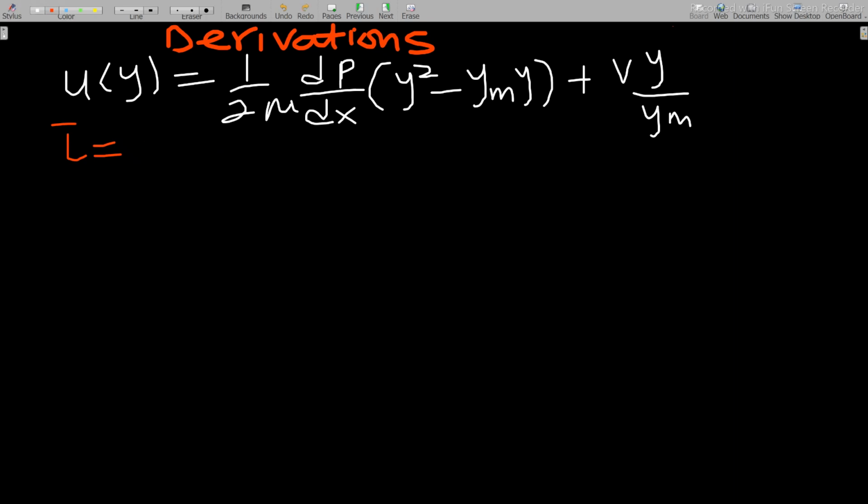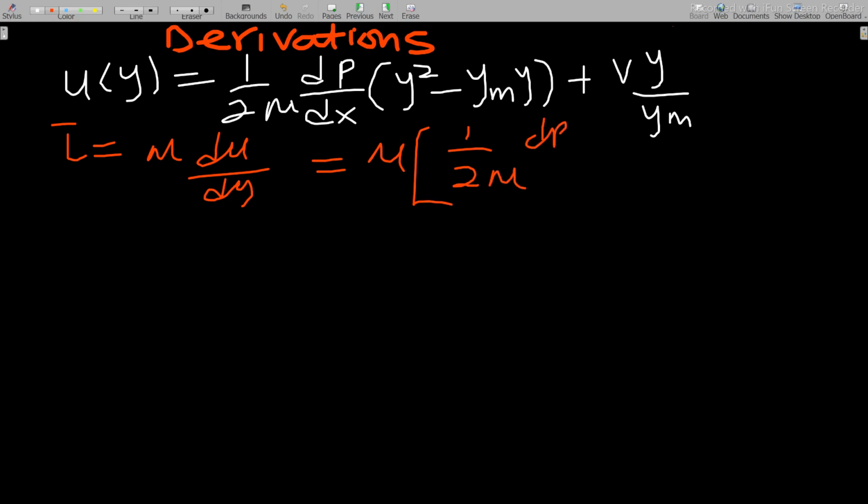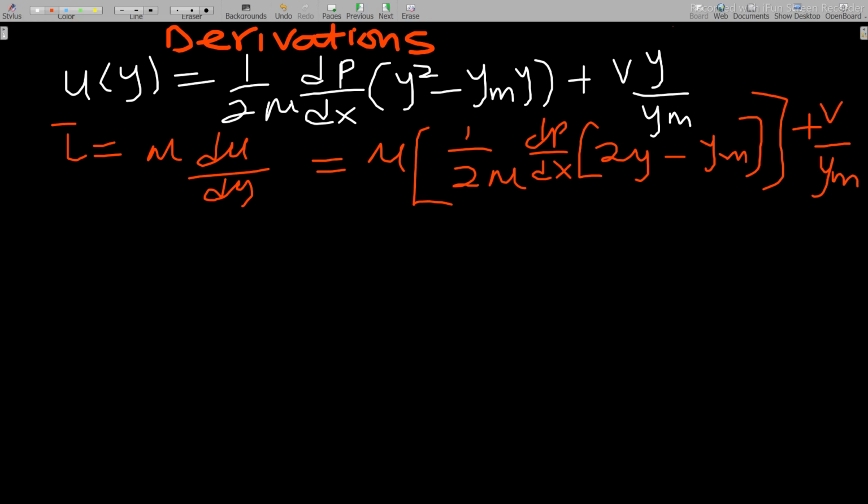This shear stress formula is given by Newton's law of viscosity. Always I mention it, mu du/dy, which is mu times the differential of u with respect to y. Now if I differentiate u with respect to y, I get 1 over 2 mu dp/dx, all these are constant, and I differentiate the brackets, I'll get 2y minus ym, then plus v over ym, because when I differentiate v y over ym with respect to y, I get v over ym. The mu will multiply everything, including the v over ym.